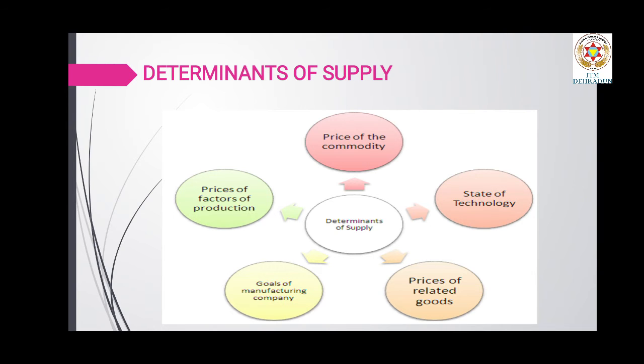Similarly, the goals of the manufacturing company. If the manufacturing company wishes to capture the market and wants to supply more, they will supply more at a higher price. So with the increase in the number of producers of a particular product, the supply of the product in the market will also increase. Similarly, the prices of related goods also have an influence on supply. Government policies also have a certain influence on the supply of any product.